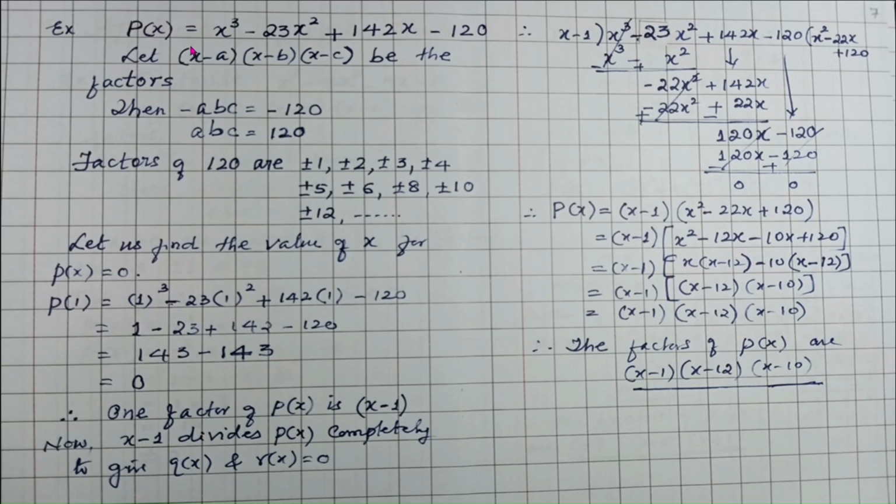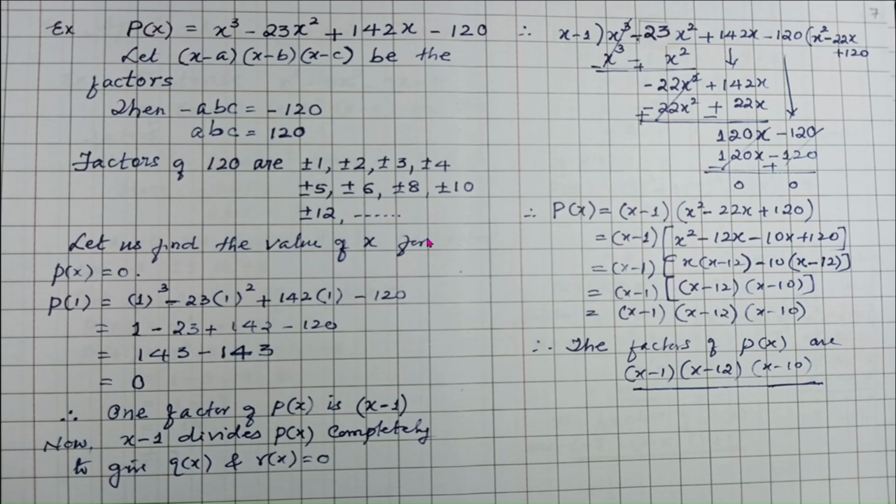Now let us say we have an example here, x cube minus 23x square plus 142x minus 120 is p of x. Now we have to factorize this. It's a cube term, that means there are three factors, and the factors can be x minus a, x minus b, x minus c, and the constant term here is minus a times minus b times minus c, that is minus abc, and minus abc is minus 120, or abc is equal to 120. The factors of 120 are plus minus 1, plus minus 2, plus minus 3, plus minus 4, and so on.